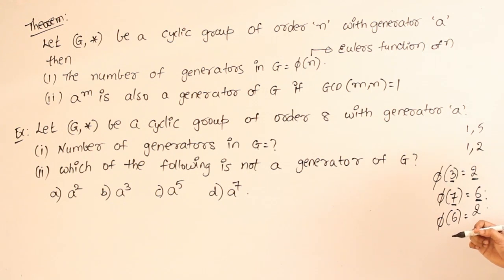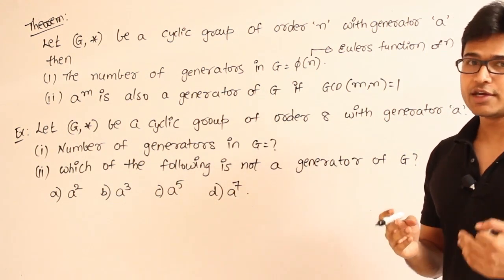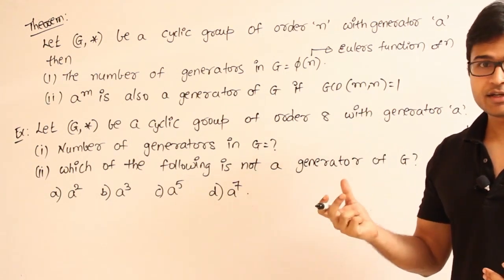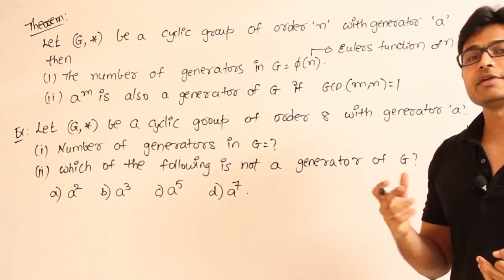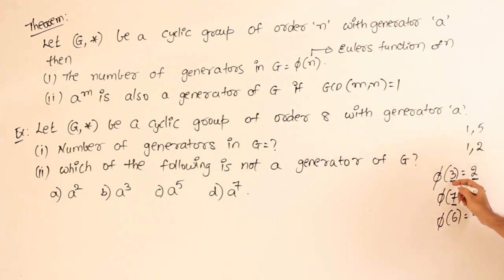See, this is about cyclic groups. It is not valid for all groups, only for cyclic groups, where we know that there will be at least one generator. We are trying to find out how many generators can be present. So observe this. If the group contains 3 elements, then it will have 2 generators. 7 elements, it will have 6 generators. 6 elements, it will have 2 generators. That is the meaning of it.